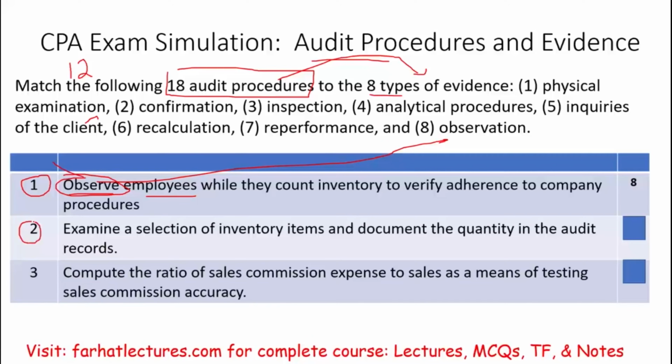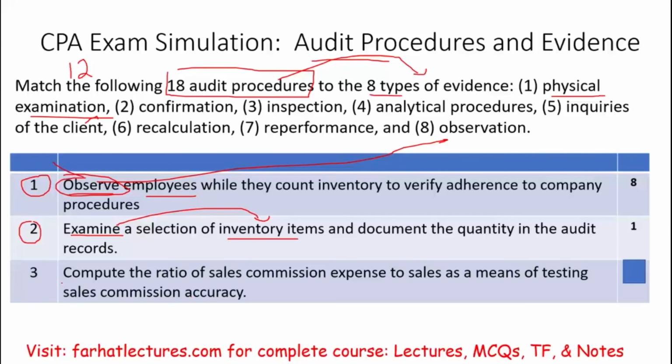Let's look at procedure number 2. Examine a selection of inventory items and document the quantity in the audit record. You are examining asset inventory. Then it's called physical examination, which is audit evidence number 1.